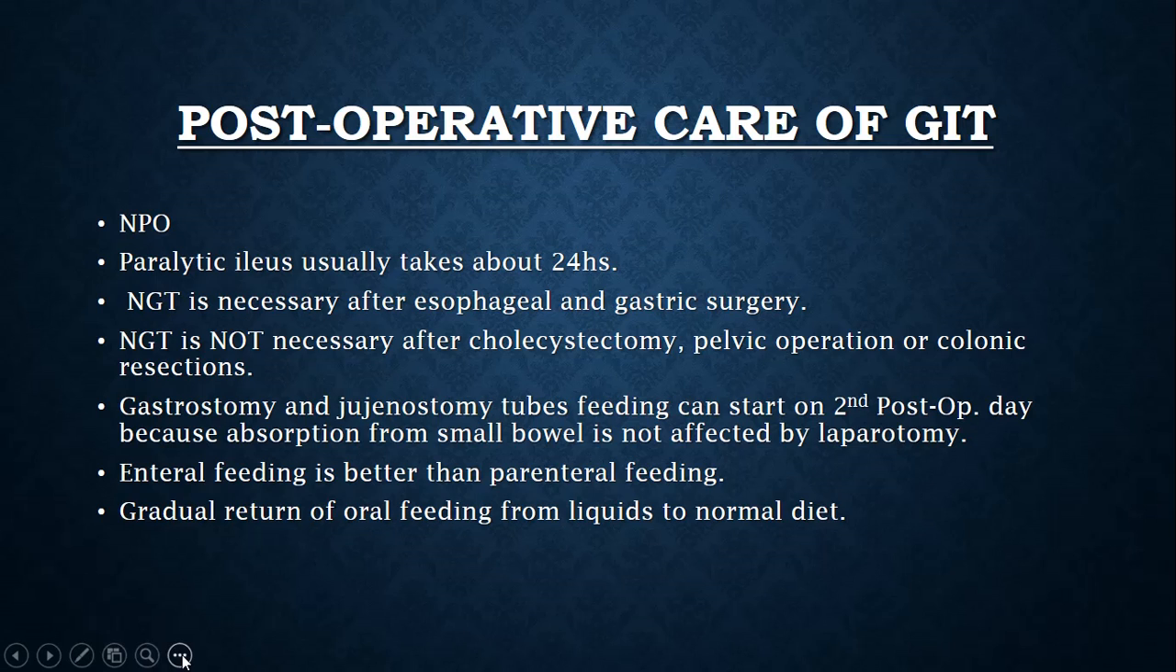Nasogastric tube is only necessary after esophageal and gastric surgery, while it's not necessary after cholecystectomy, pelvic operation, or chronic dissections. With gastrostomy and jejunostomy tubes, feeding can start on the second postoperative day because absorption from the small bowel is not affected by laparotomy. Enteral feeding is better than parenteral feeding. Gradual return of oral feeding from liquid to normal diet should be encouraged.